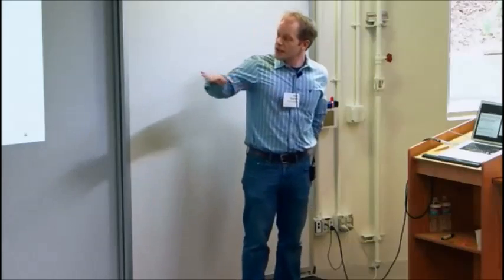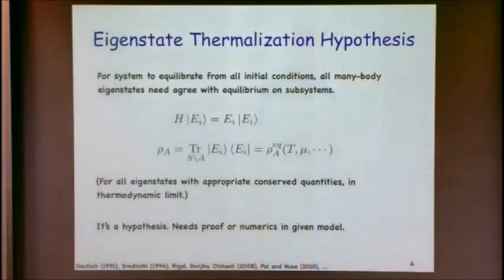That's the full Hamiltonian of the full system. I have many-body eigenstates, EI, and I again look at the reduced density matrix of a subsystem, but in this eigenstate. This is not the ground state. Actually, there are no ground states in my talk, so don't get confused. Okay? I'm always at very high energy. But in these high energy density states, when I look at subsystems, in any many-body eigenstate, I'd expect it to look like equilibrium if this hypothesis holds.